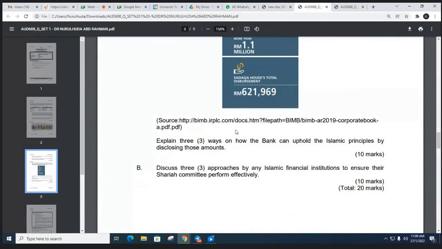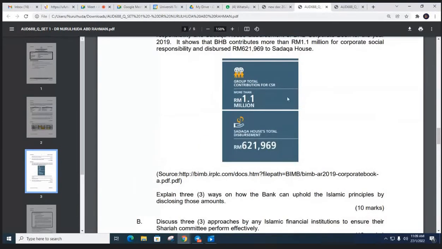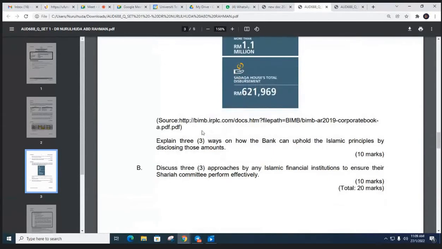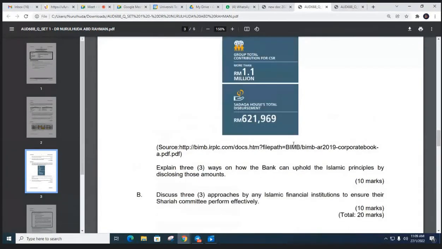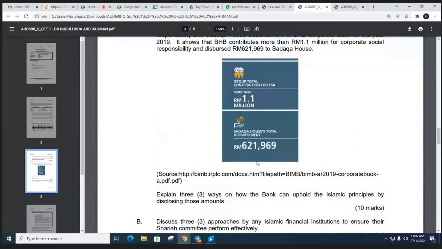Why should the bank disclose this in the annual report? Kenapa dia kena inform the users of information that they actually made this donation or contribution? Okay, how actually by disclosing this amount can say they uphold Islamic principles? Explain 3 ways on how bank can uphold Islamic principles by disclosing those amounts. Okay, anyone?